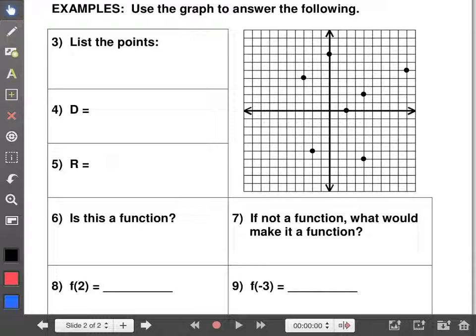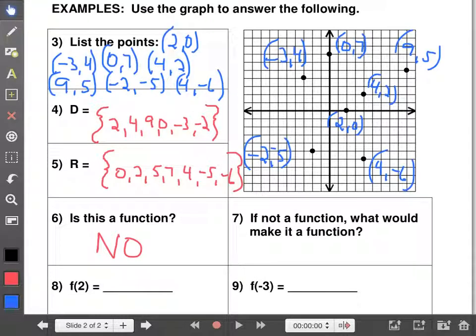So I'm going to pause this and list all of the points. So you could pause it too and then double check. You could go ahead and do the domain and range to see if you know how to do it, and then determine if it's a function. And then we'll talk about number 7. So I'm going to pause this and work it, and then show my answers for 3 through 6.